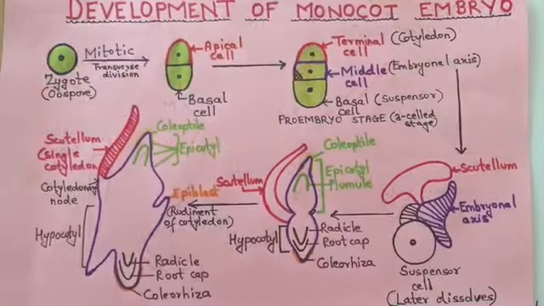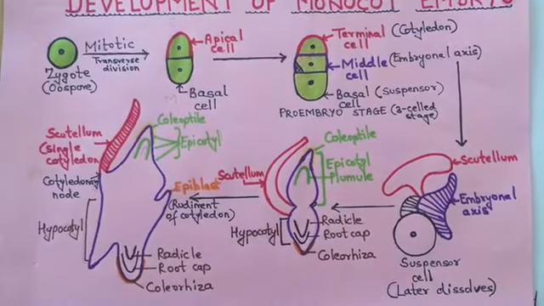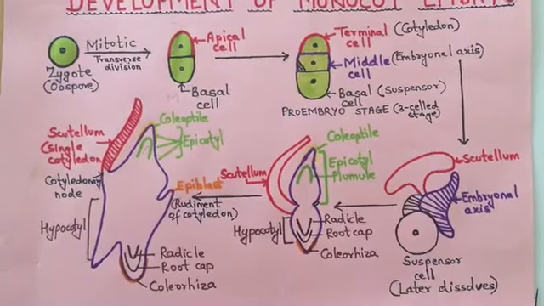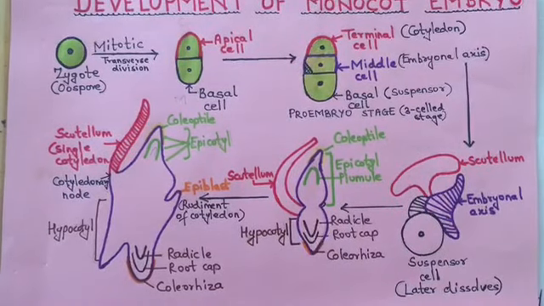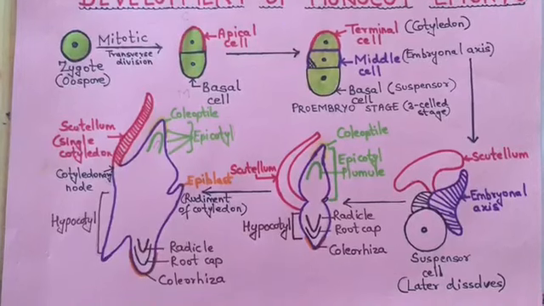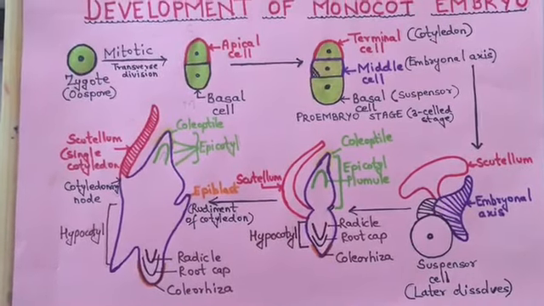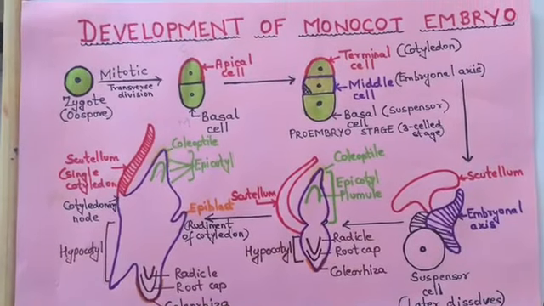In this manner we understand how the zygote undergoes several divisions, and then how it forms the 3-cell stage, and then how further it forms the embryonal axis, and then how a single cotyledon is formed, and finally we have seen the development of the monocot embryo.